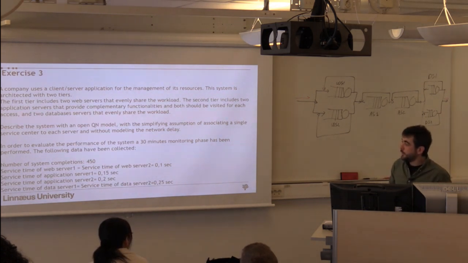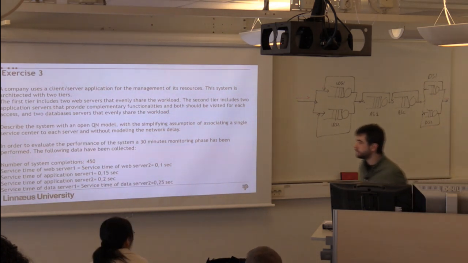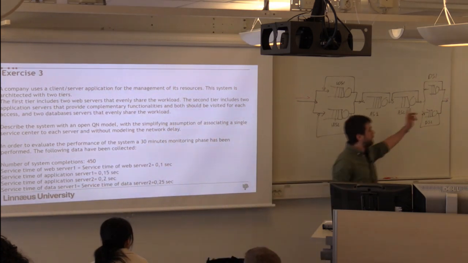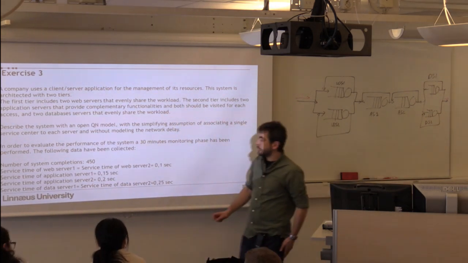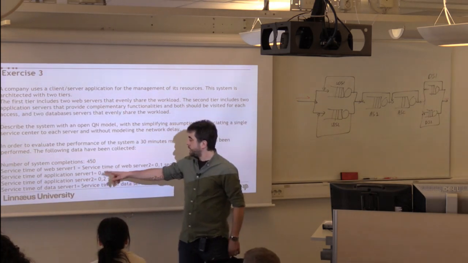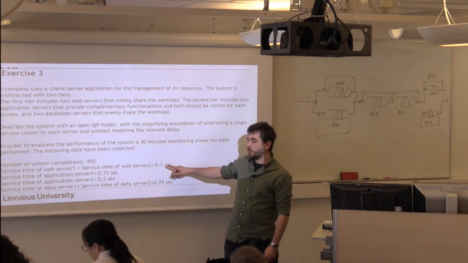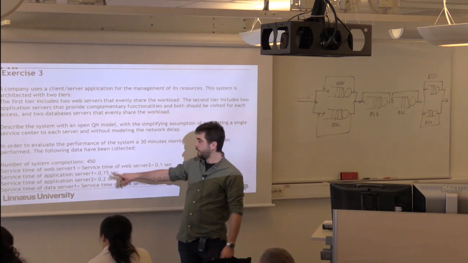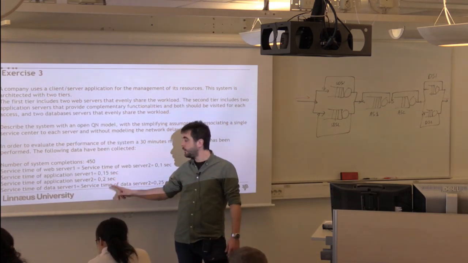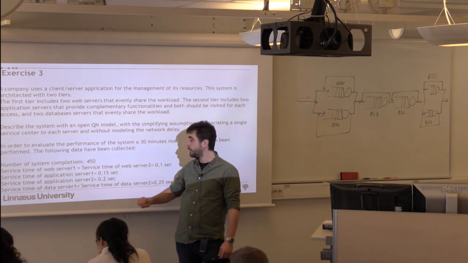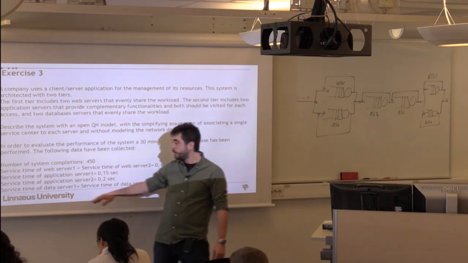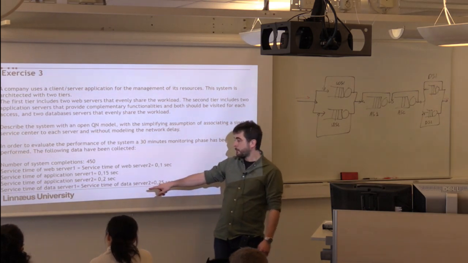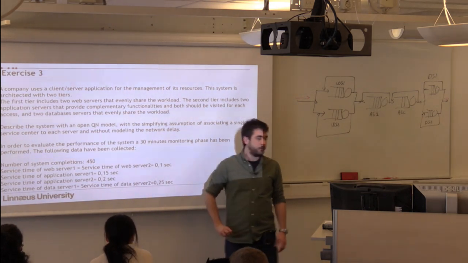We have observed the system for 30 minutes, and we have seen that 450 requests completed. The service time of the web servers is the same for both of them, 0.1 seconds. The service time of the first application server, 0.15. The service time of the second application server, 0.2. The service time of the data server, both data servers have the same service time, 0.25.